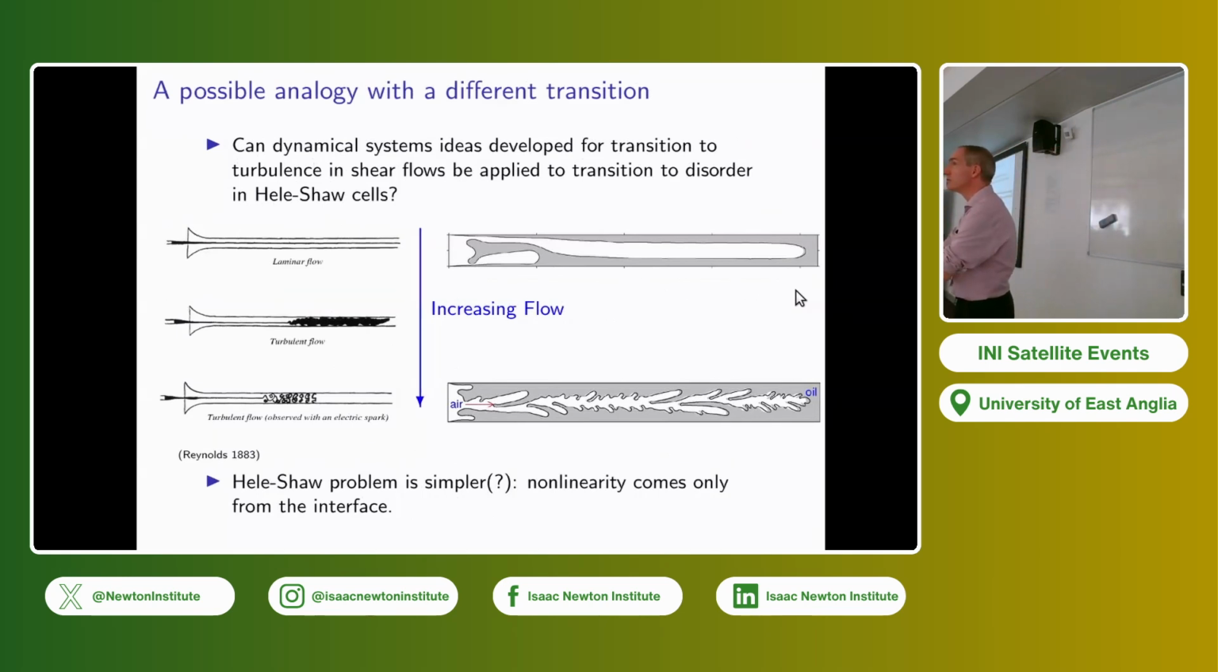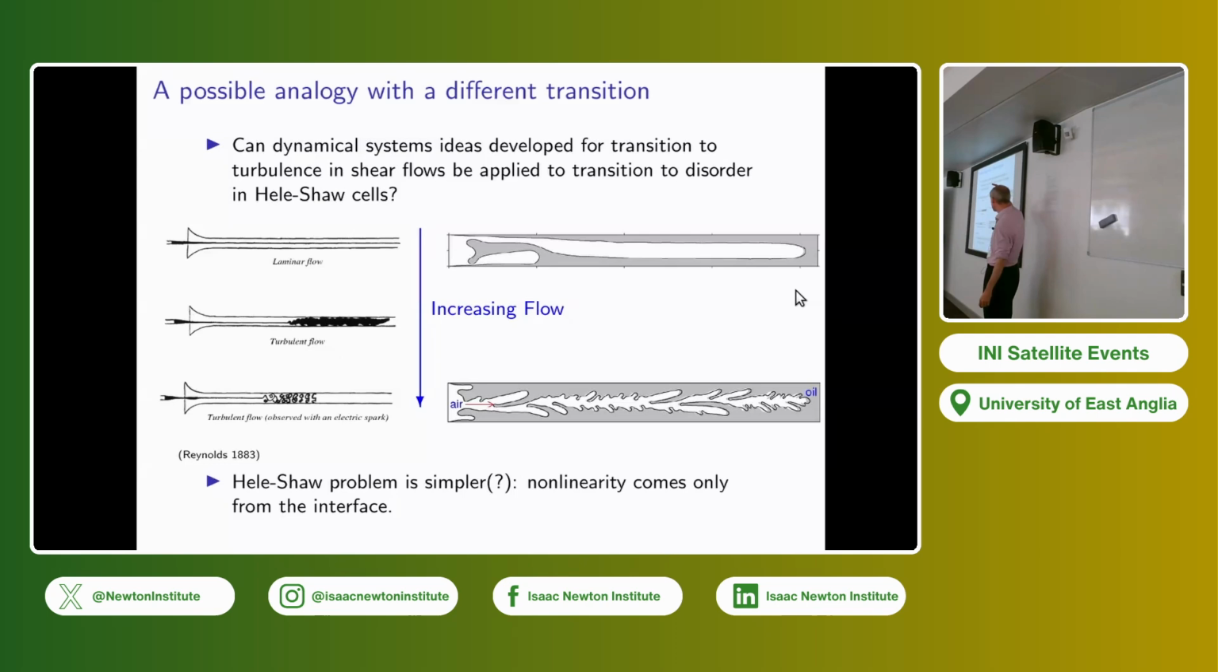And what we thought some years ago was, well, isn't there an analogy here with a different, quite famous transition from order to disorder in fluid mechanics? And so one of the questions is, can the dynamical systems ideas that have recently been developed and applied to transition to turbulence in shear flows be applied to this transition as well? So why am I saying that and why is it similar?